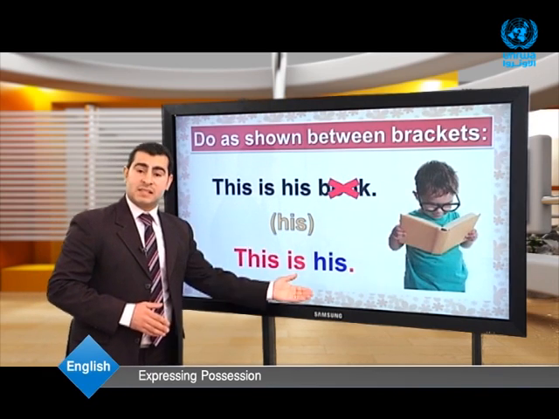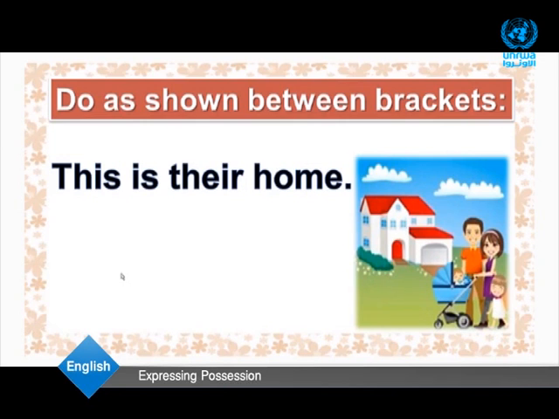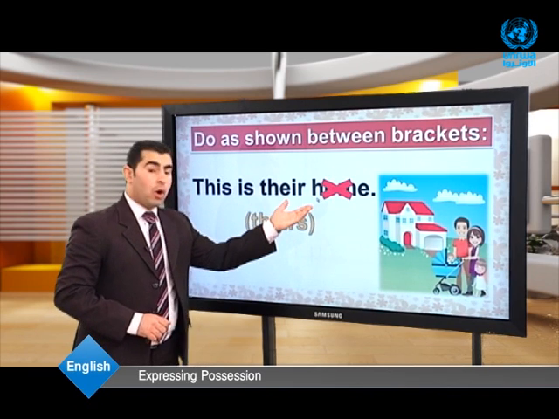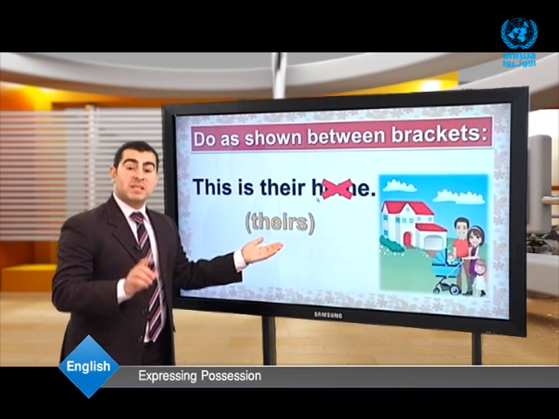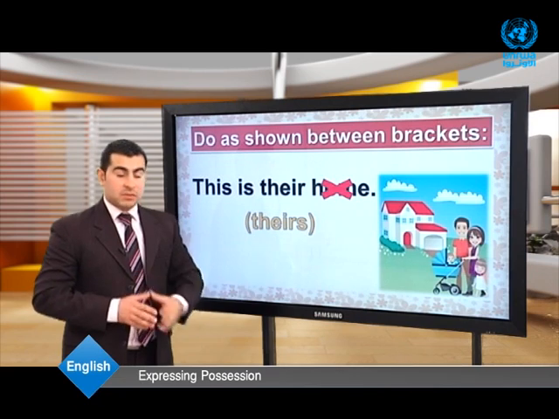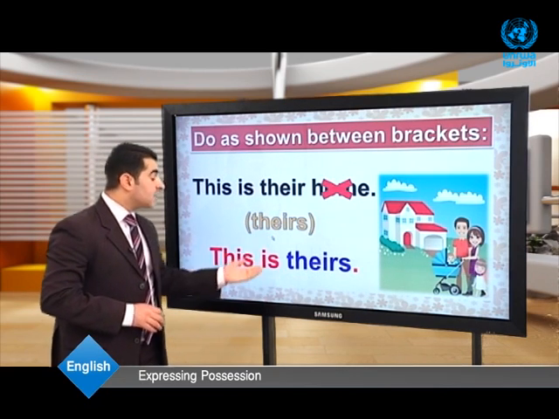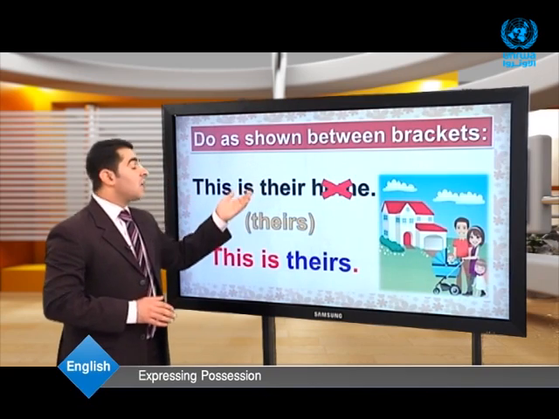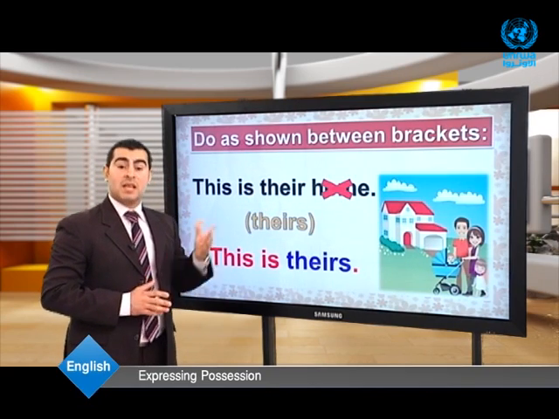This is their home. Now, dear students, we will delete the word home because theirs mustn't be followed by a noun. So the sentence becomes, this is theirs. It means this is their home.